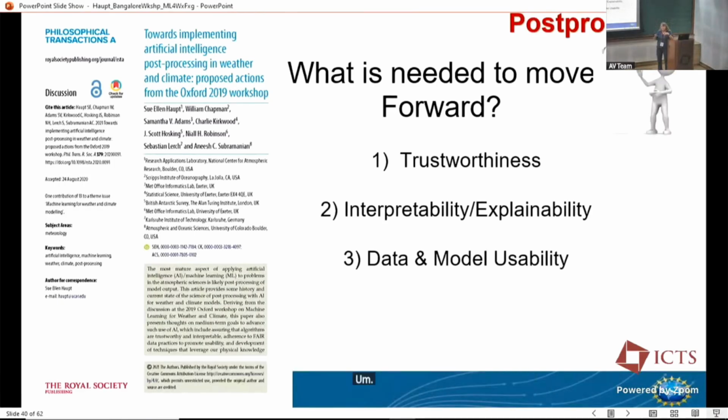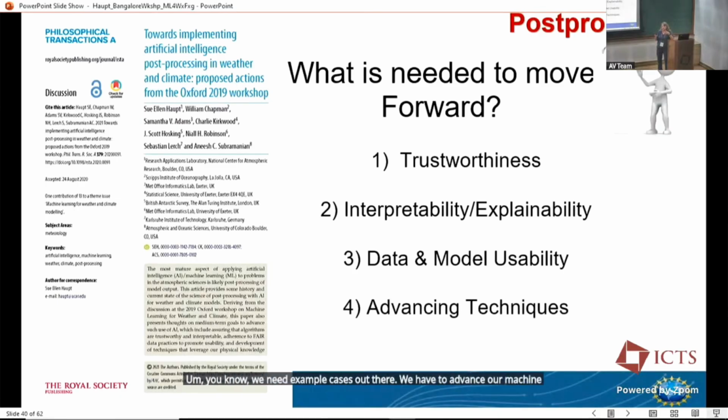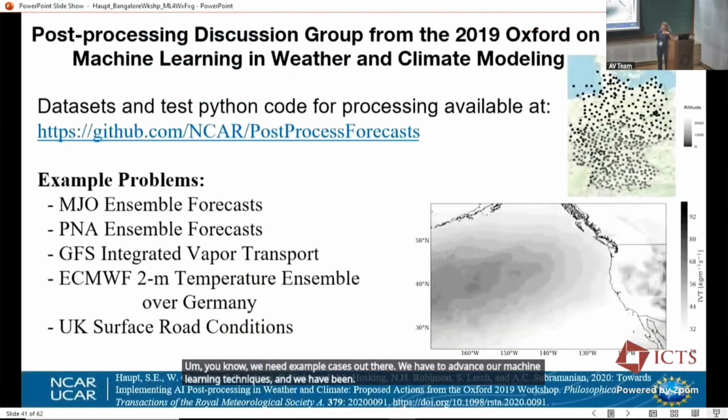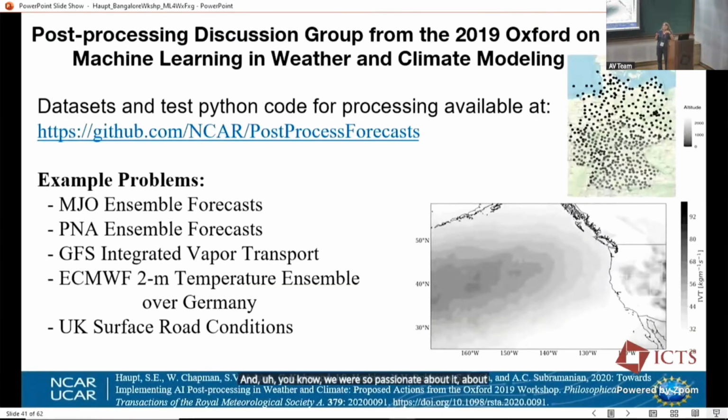We need example cases out there. We have to advance our machine learning techniques, and we have been. And we were so passionate about having test cases that people could test their models on that we archived 5 different test cases on MJO, PNA, GFS, integrated vapor transport, and the 2-meter temperature ensemble over Germany, and UK.